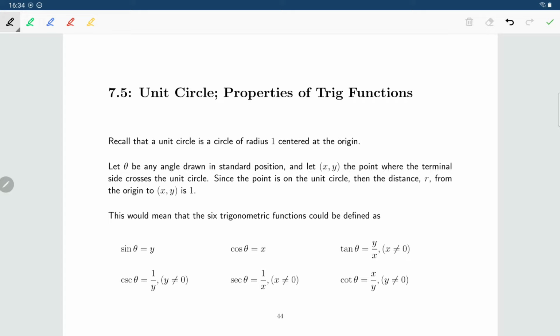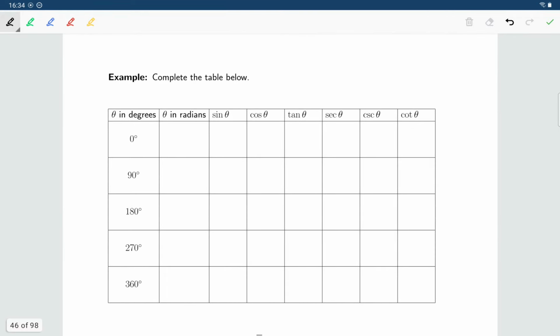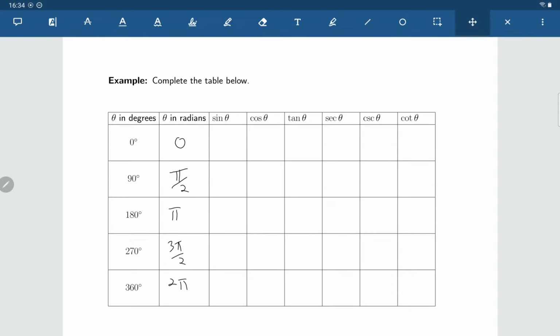Now, the unit circle is especially useful if we're thinking about finding exact values for multiples of 90 degrees. And so here I've got my table for multiples of 90 degrees, and I'm just going to write them in radians while I'm at it. That would be pi over 2, pi, 3 pi over 2, and 2 pi for radians.